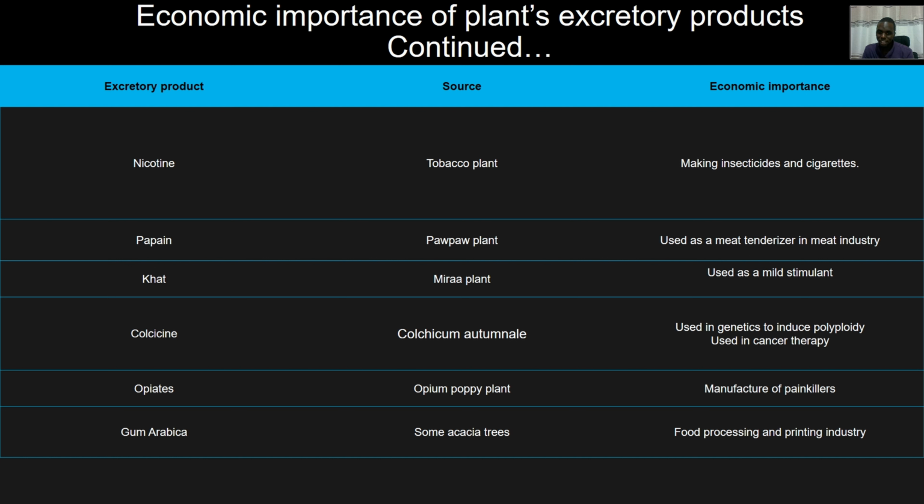Colchicum autumnale. So it's used in genetics to induce polyploidy and also in cancer therapy. We have opiates, which are found in opium poppy plant and used in the manufacture of painkillers. And also we have gum arabic. Gum arabic is found in some acacia trees and also is used in food processing and printing industry.